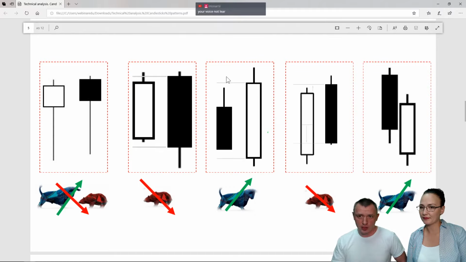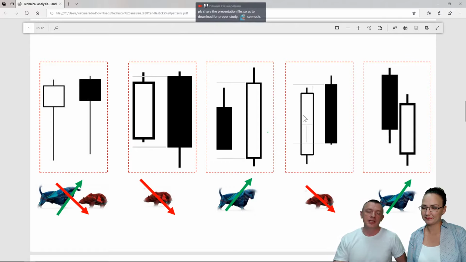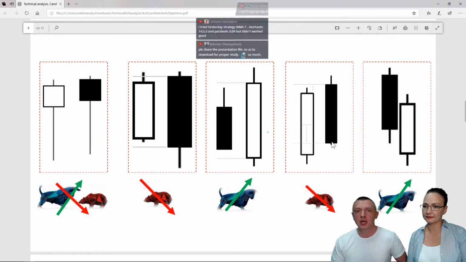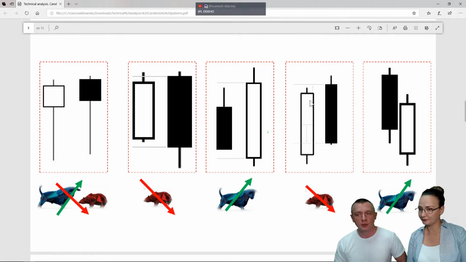Yes, as for shadows, don't pay attention to shadows, my friends, but look at bodies only. Also, we have some type of piercing pattern and dark cloud cover. The dark cloud cover is this one, so this is a bearish pattern. Usually it's formed at the top of the chart, so it's almost like an engulfing pattern. Here we have two candlesticks, and the second candlestick, which is usually red, covers more than one half, usually 2/3 of the previous candlestick. Usually it means that the price will reverse.